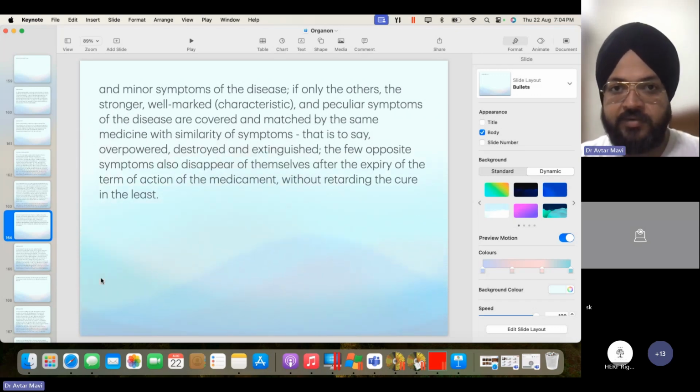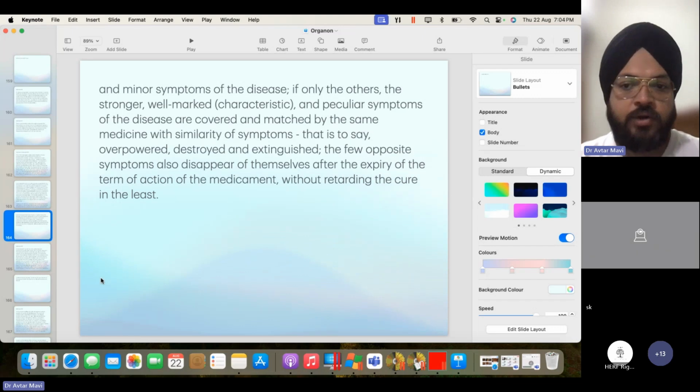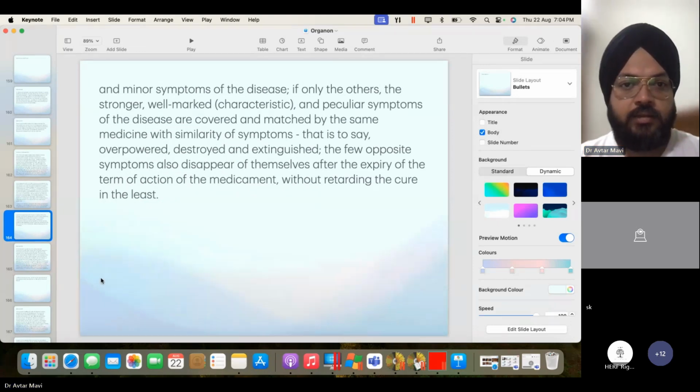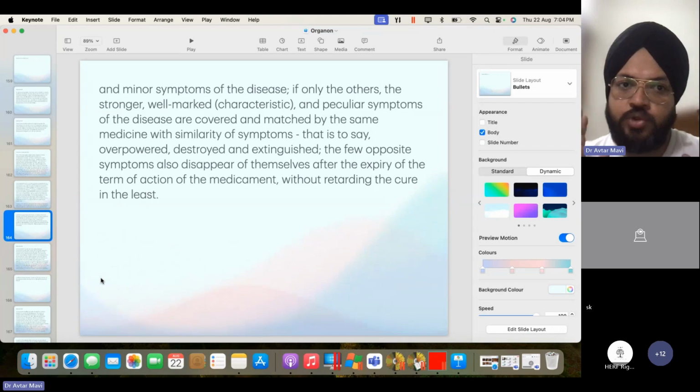When a similimum is given, even the symptoms which did not belong to the similimum, like in the provings, which did not come, they all are gone, because we have given a remedy to extinguish the disease as a whole. We have understood the individuality of the patient and gave medicine according to that. So when the medicine is given in this way, the whole disease will disappear, even those minor symptoms, even those antipathic symptoms also.